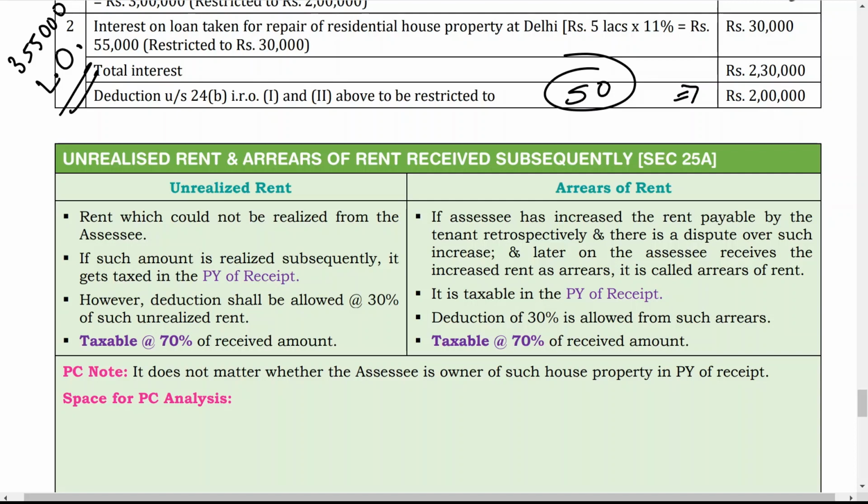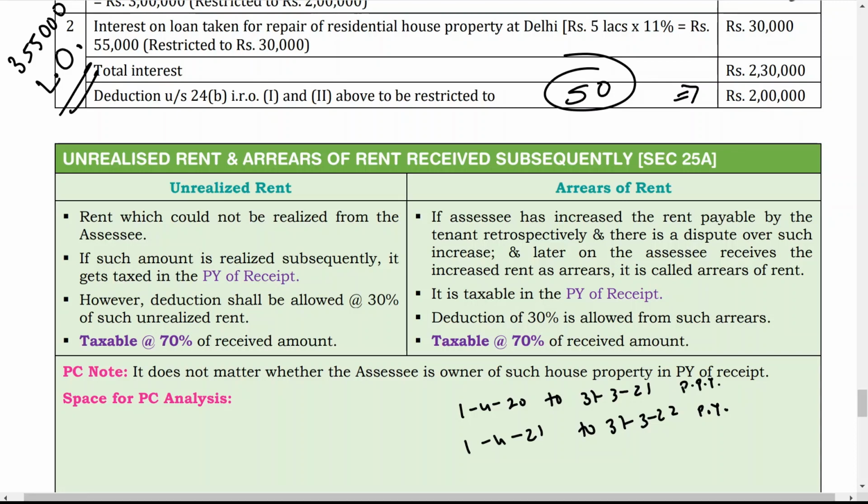If the assessee has increased the rent payable by the tenant retrospectively, and there is a dispute over such increase, and later on the assessee receives the increased rent as arrears, it is called arrears of rent. So let us say 1/4/2020 to 31st March 2021, and 1/4/2021 to 31st March 2022. This is our previous year, and this is your preceding previous year.